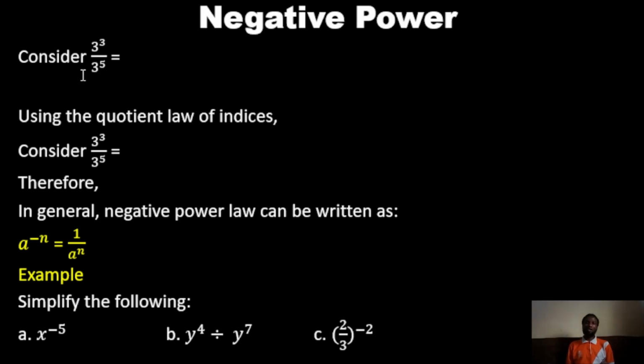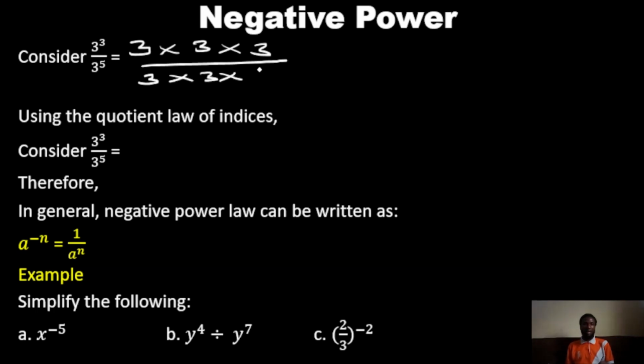So let's consider this expression: 3 raised power of 3 divided by 3 raised power of 5. We can say that this can be expressed, if you expand it, as 3 times 3 times 3 all over 3 raised power of 5, which can be expressed as 3 times 3 times 3 times 3 times 3, isn't it? Okay. By division, this 3 can divide this 3.